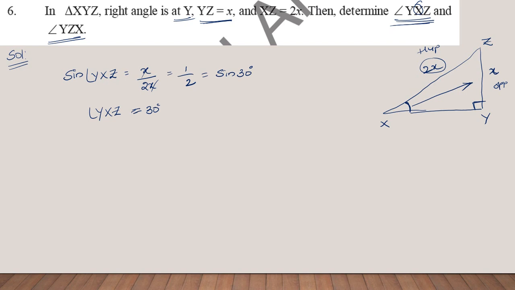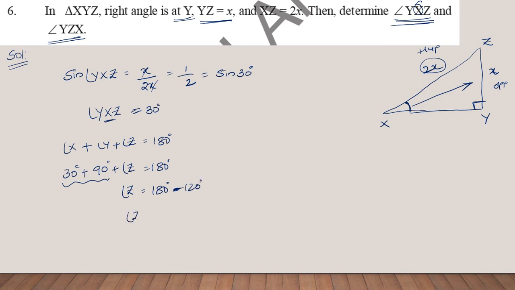Angle YXZ is equal to 30 degrees, and already I know that angle X plus angle Y plus angle Z is equal to 180 degrees. So from this I got the value of X. So angle X is 30 degrees plus angle Y is 90 degrees plus angle Z is equal to 180 degrees. So once again, 90 plus 30 is 120. So clearly angle Z is equal to 180 minus 120 degrees. So angle Z is equal to 60 degrees. So what is Z here? That means nothing but YZX is equal to 60 degrees. So we got both the angles here, right?